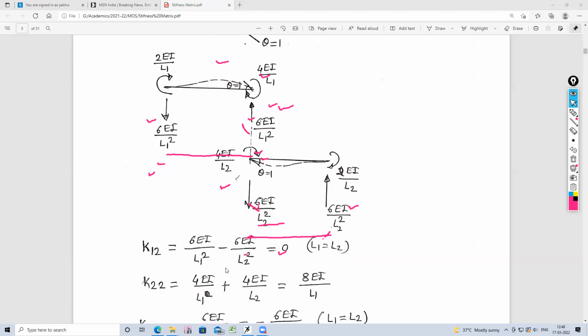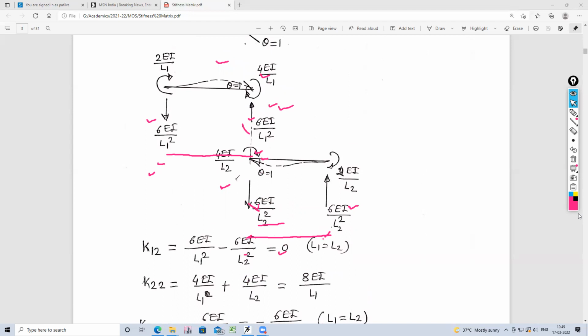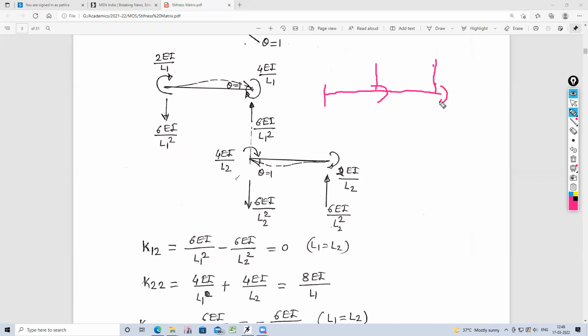Then we can write the elements of the stiffness matrix, column 2. Now to write these elements, the basic figure must be in front of you. Just for reference, I will draw this. This is coordinate 3 and this is coordinate 4.